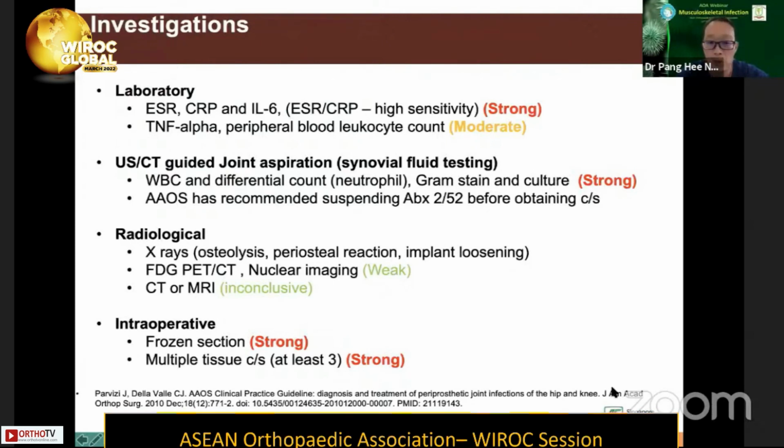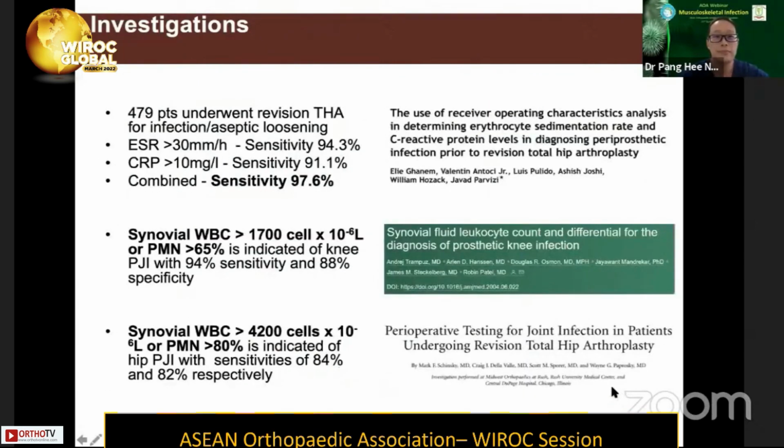A frozen section has strong evidence, but you need to know which are the representative areas to send for histology, and you also need to have pathologists who can do the staining properly and give you a proper report. Okay. It's important to take multiple tissue samples. I take at least 5 to 7 tissue samples from many different sites for cultures with prolonged incubation.